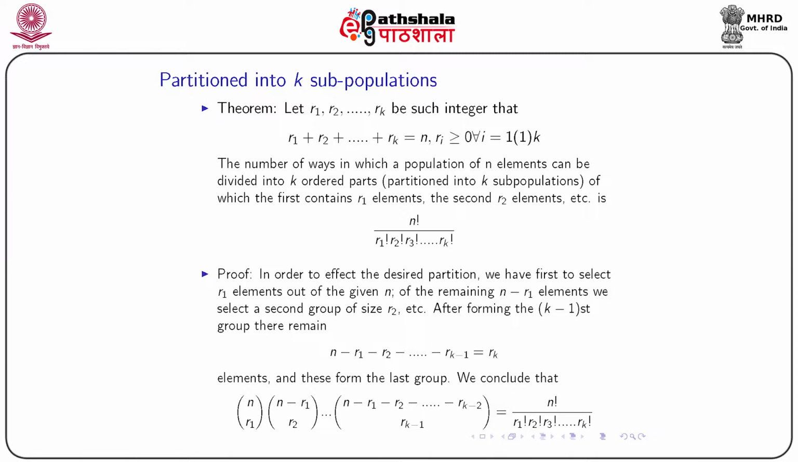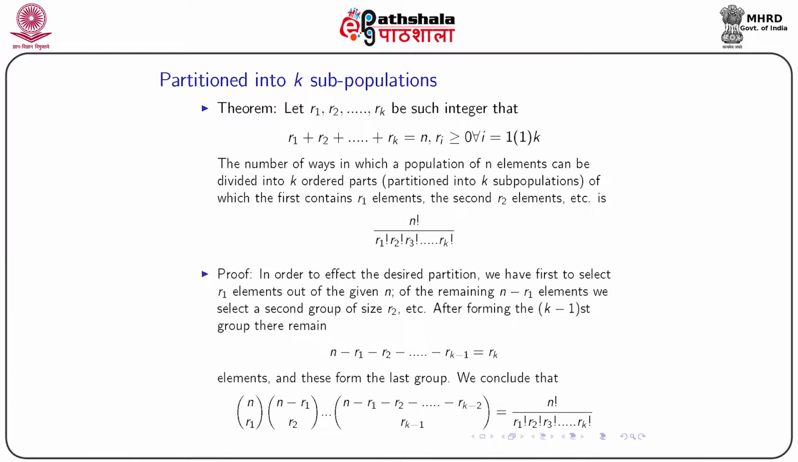In order to effect the desired partition, we have first to select R1 elements out of the given n. So first we are taking R1 elements from the population of size n. Now once they are allotted, we have n minus R1 elements left. Now we have to put R2 elements out of these n minus R1 elements in the second group.